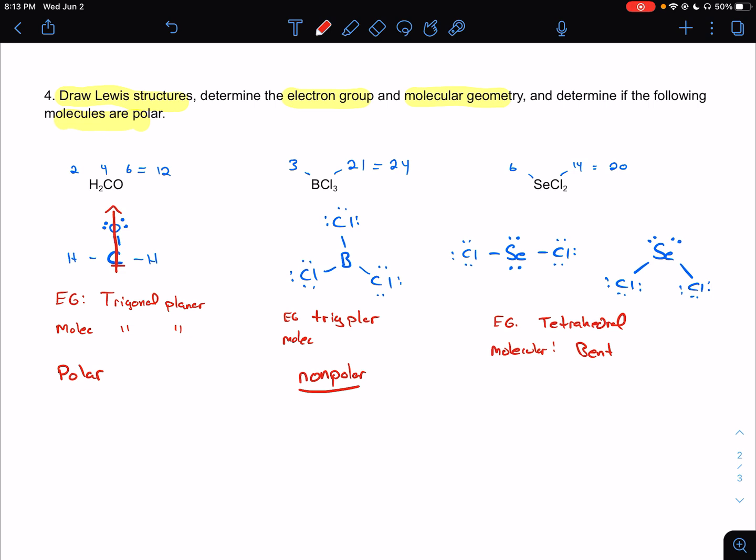And in terms of polarity, chlorine is more electronegative than the selenium. So both of those chlorines are pulling away. So we can call it polar. And if we wanted to draw a bond dipole, it's actually going to be straight down towards the chlorines.